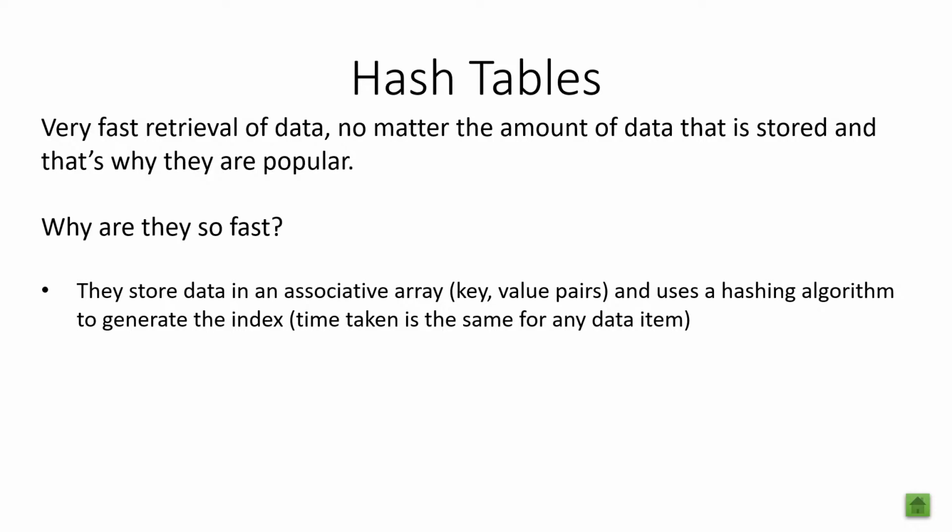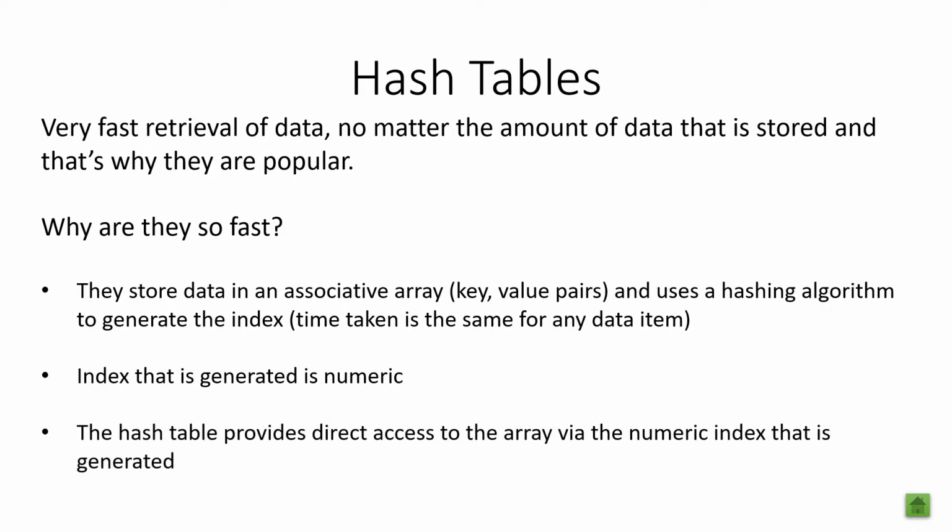So they store data in what we call an associative array. So that's key pair values. Then we use a hashing algorithm to generate the index. So if you remember what we've just done in class, we've looked at direct and random access. We use hashing functions and we use data to generate an index that is numeric.